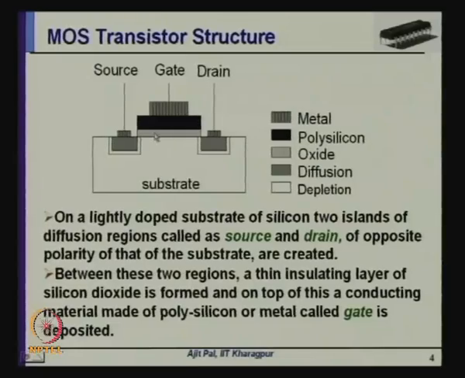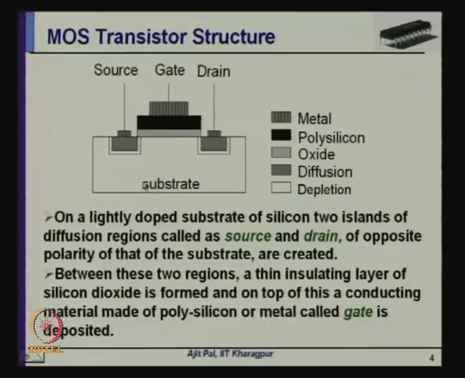And on top of this, a conducting material made of polysilicon. This is the polysilicon layer which has been deposited on this thin layer of silicon dioxide, and then on top of the polysilicon you can deposit metal for making interconnections, and this forms the gate. That means, on top of the polysilicon the metal layer is deposited and this forms the gate.